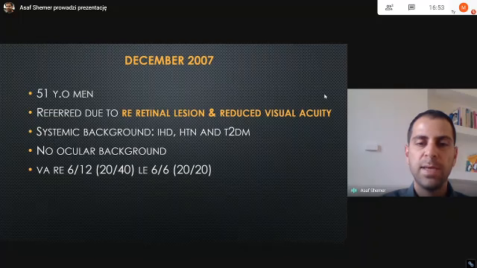His past medical history includes ischemic heart disease, hypertension, and type 2 diabetes mellitus. He has no ocular background. His visual acuity was 6/12 in his right eye and 6/6 in his left eye. An anterior segment examination was unremarkable in both eyes.